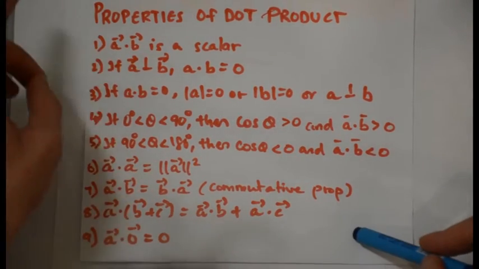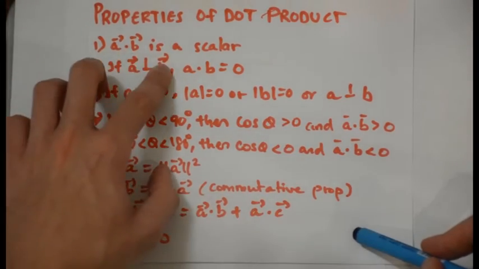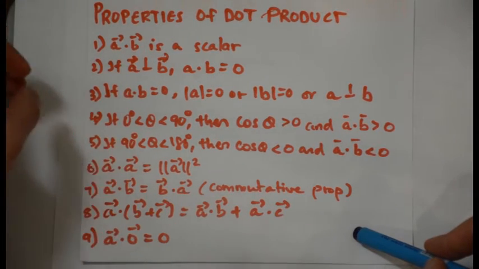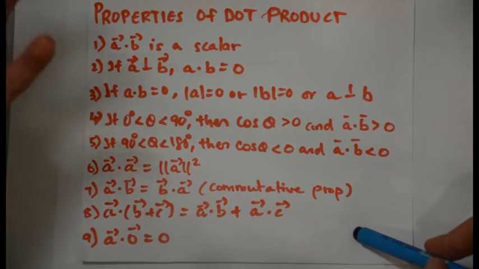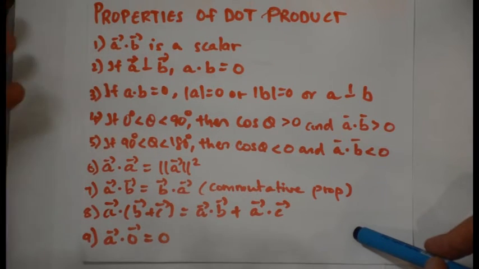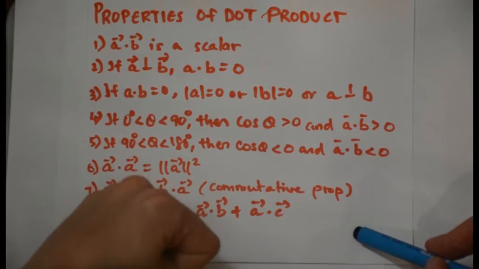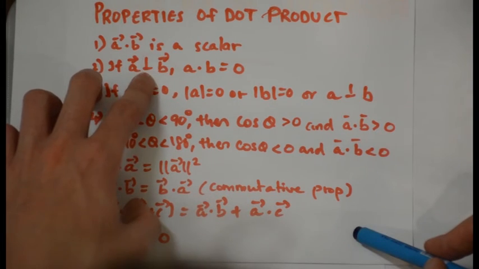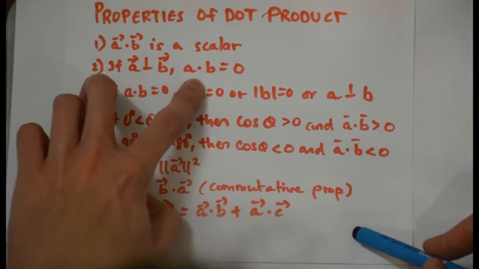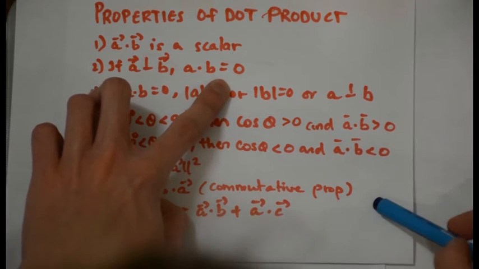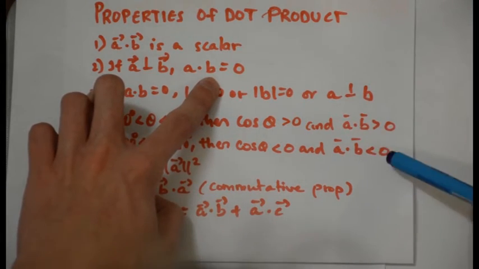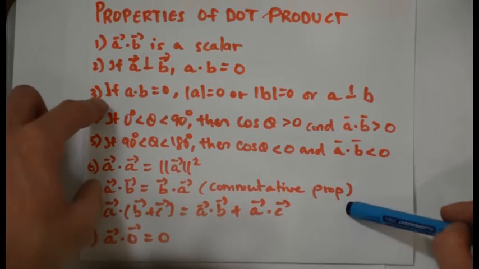First of all, remember that a dot b is a scalar, which is a real number, and that is really important to understand the concept of the a dot b. Second, if vector A is perpendicular to vector B, a dot b is going to be equal to 0, which makes sense because the cos of 90 is 0. That's why the a dot b is 0.